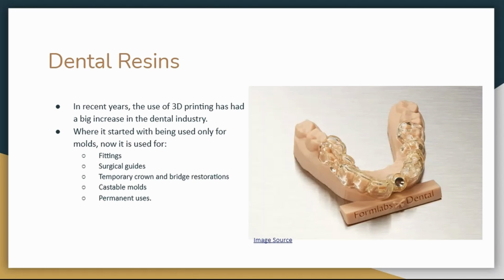In recent years, there has been a boom in the use of 3D printed resins in the dental industry due to technological advances. The initial use was mainly for printing dental molds, but now is used for anything from surgical guides to permanent crowns. Just like other industries, in the dental industry the type of resins used vary depending on the final use.